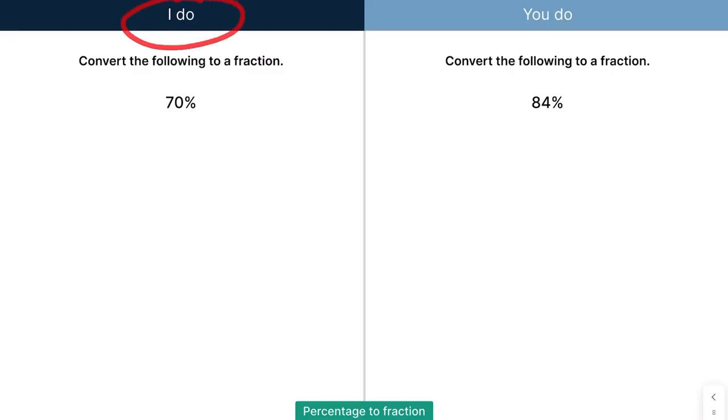So the way my videos work, I'm going to do the example on the left, which is I do. You are then going to press pause and have a go at the example on the right, which is you do. And at the bottom of the slide, you've got the type of example this is.